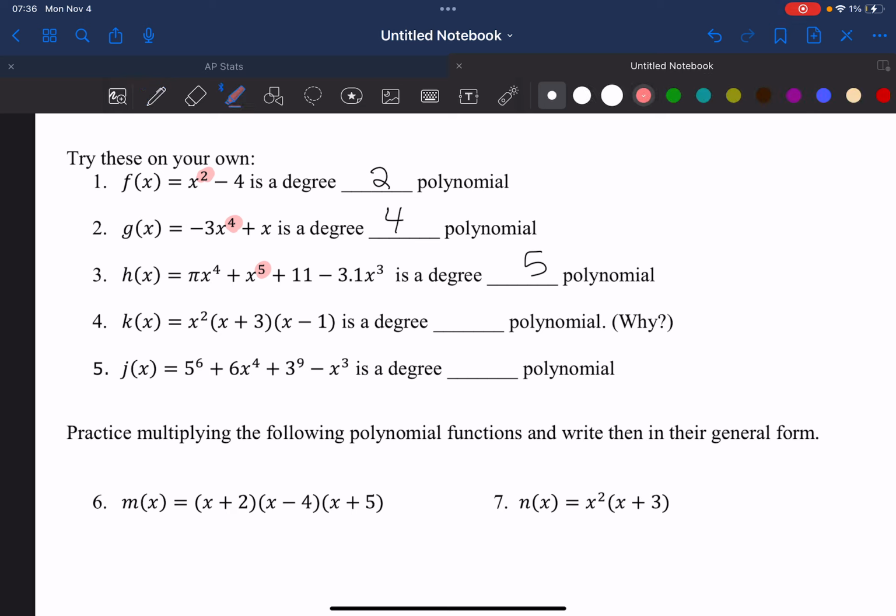The next one is factored, so we have to count all the individual x's. So we have 2 x's here, 3, 4, for a total degree of 4. And then on the last one, this one's a little tricky because what it wants you to do is pick the largest exponent, but what you're actually doing is picking the largest exponent attached to a variable. So the answer here would be 4, meaning our degree is 4.